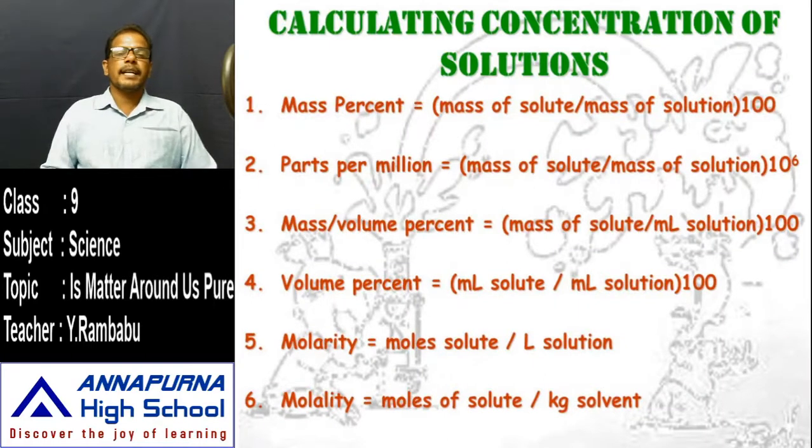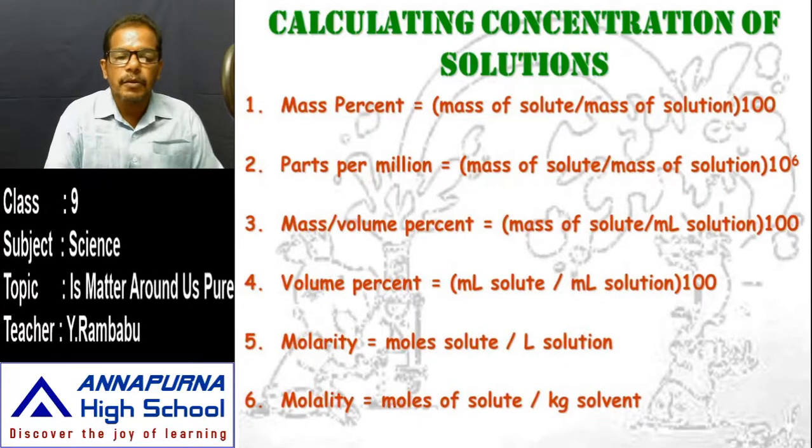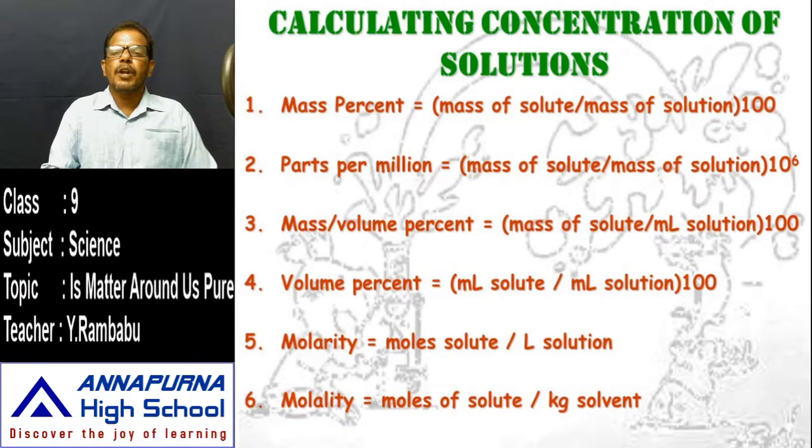Okay, students, don't get confused. There are different ways of expressing concentration. That means how much amount of solute is present in a unit volume of solution, that is called concentration. To express this, there are different ways: mass percentage, next mass by volume percentage, and parts per million, which is expressed in terms of particles.